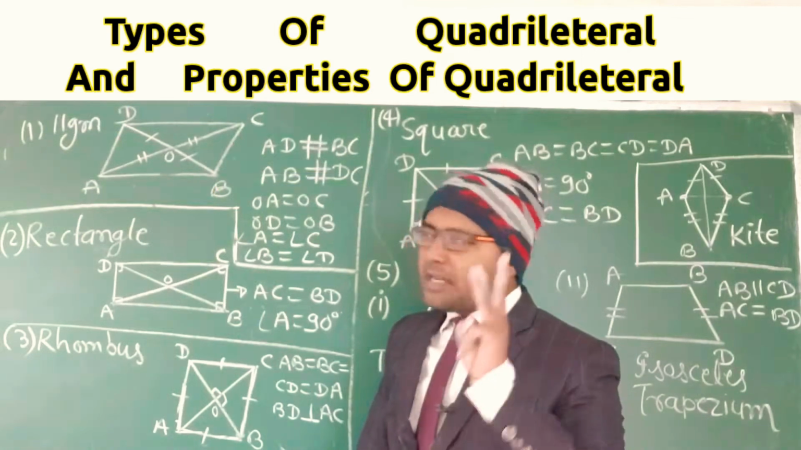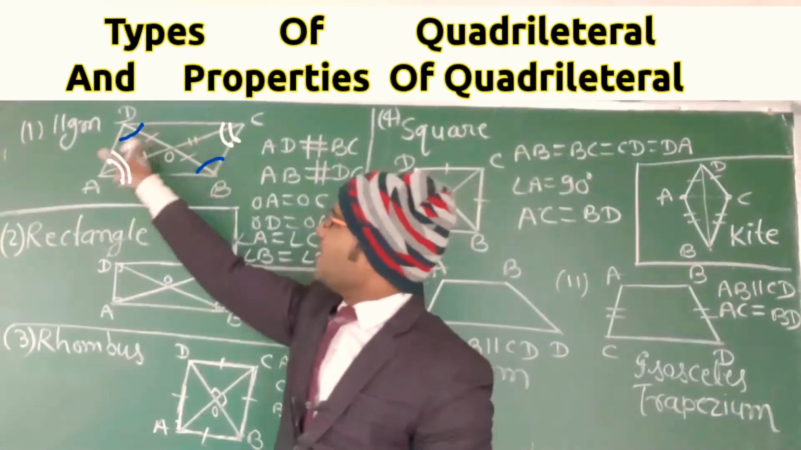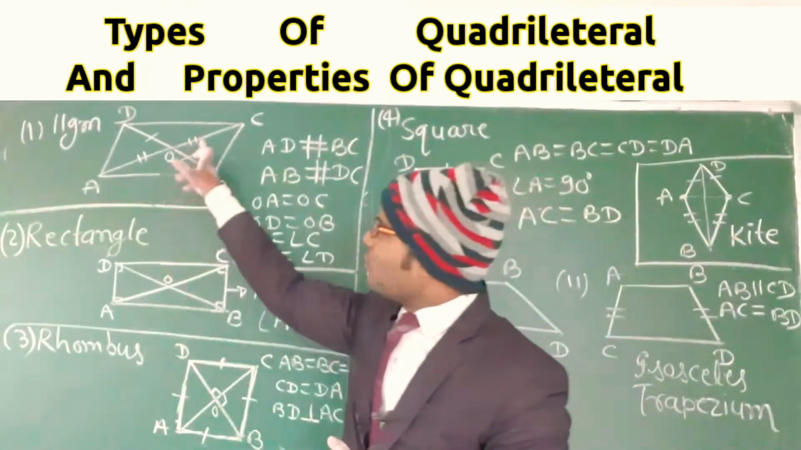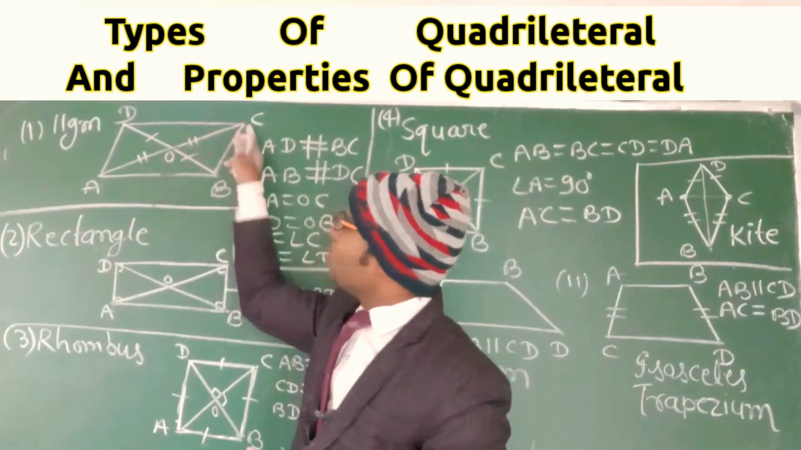Third property, in a parallelogram, opposite angles are equal. That means angle A is equal to angle C, angle D is equal to angle B. Fourth property, in a parallelogram, diagonals bisect each other. That means OD is equal to OB and OA is equal to OC.